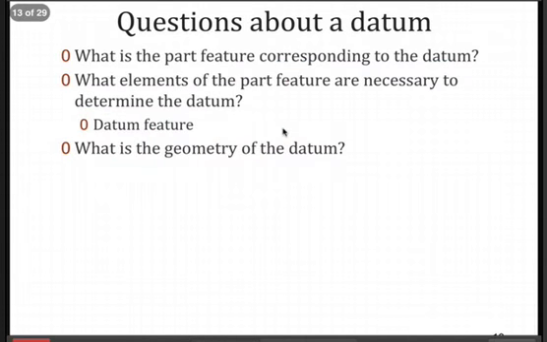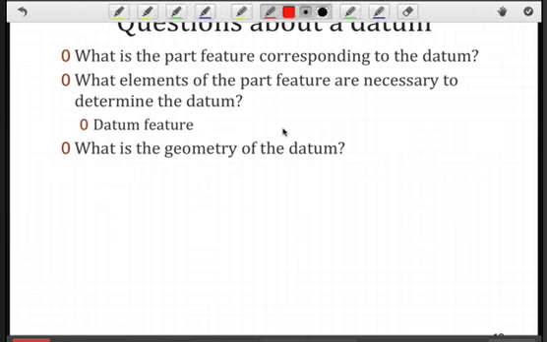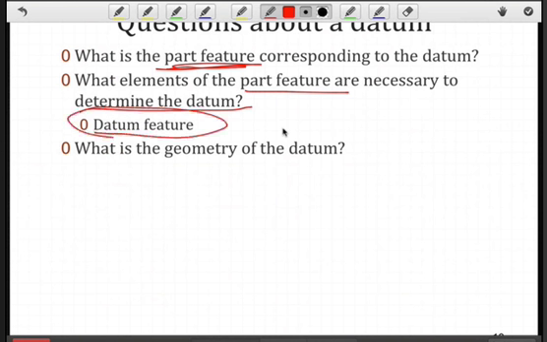So when you're thinking about datums in your design spec, you should be thinking about these kinds of questions. The primary one is you have to be able to identify the part feature that corresponds to that datum. So there's a specific part feature. And what elements of that feature are necessary to determine the datum? So you're thinking about the surfaces, and that surface corresponds to our datum feature. If you understand the datum feature, then what is the geometry that corresponds to that datum feature?